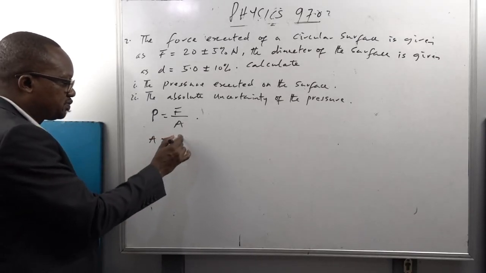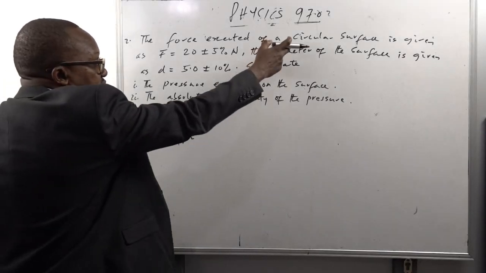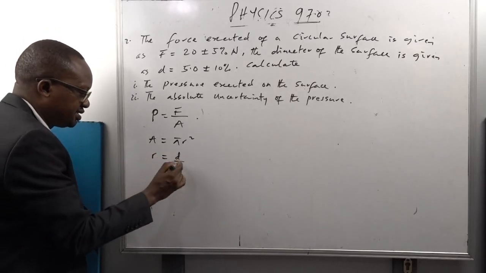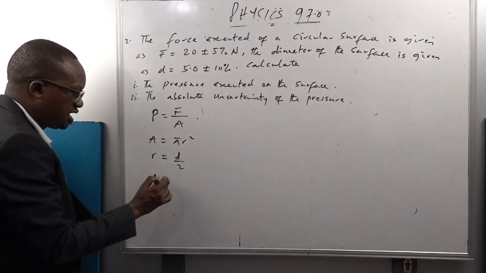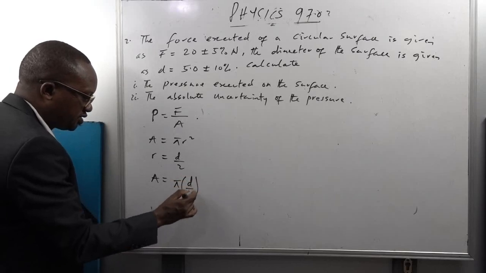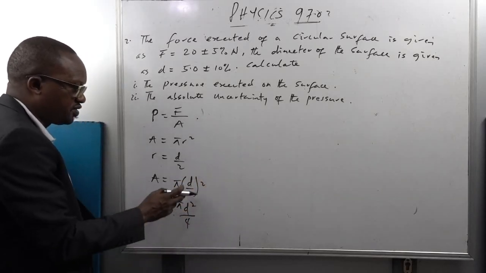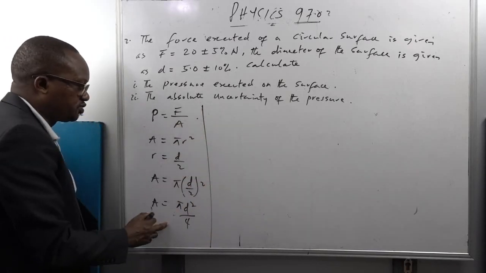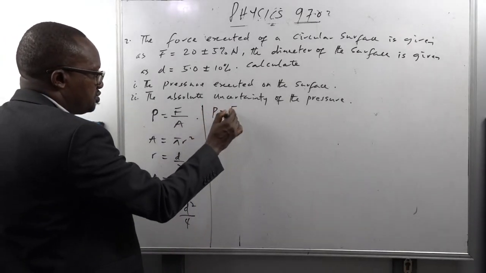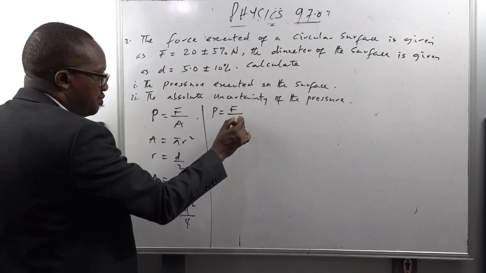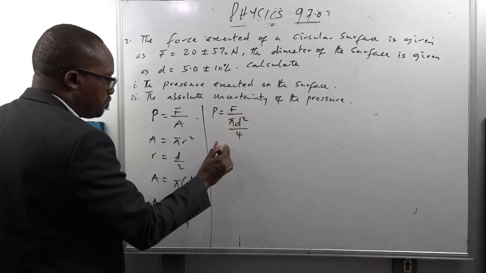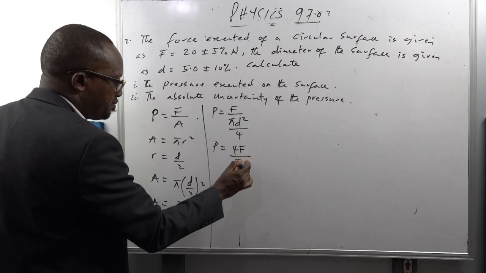So area is given as pi r squared, area of a circle. And radius is given as diameter over 2. So area becomes pi d over 2 all squared. This will give you pi d squared over 4 if you expand this. So I can substitute for this as pressure becomes force over pi d squared over 4. So pressure becomes 4F over pi d squared.